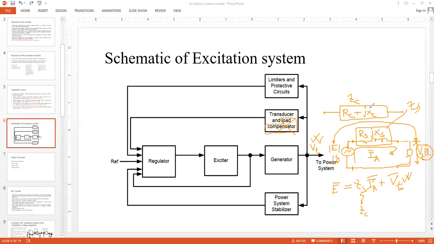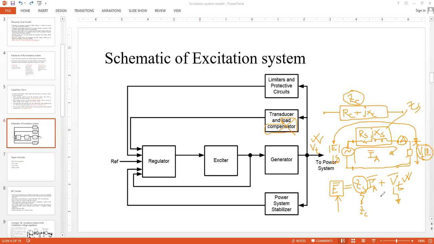What is our actual requirement? If our requirement is to extract the information of some internal variable such as E within the machine, then we can use the potential transformer value, that is VT, and we can set our load compensation block ZC equal to ZS to directly get the information of E. Of course, IA, the armature current, is also accessible with the help of an ammeter over here.